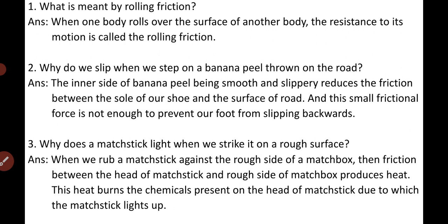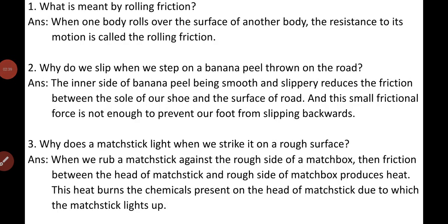The answer of question number 2: the inner surface of the banana peel being smooth and slippery, it reduces the friction between the sole of our shoe and the surface of the road, and this small frictional force is not enough to prevent our foot from slipping backwards. Clear? Let's move to the next question.